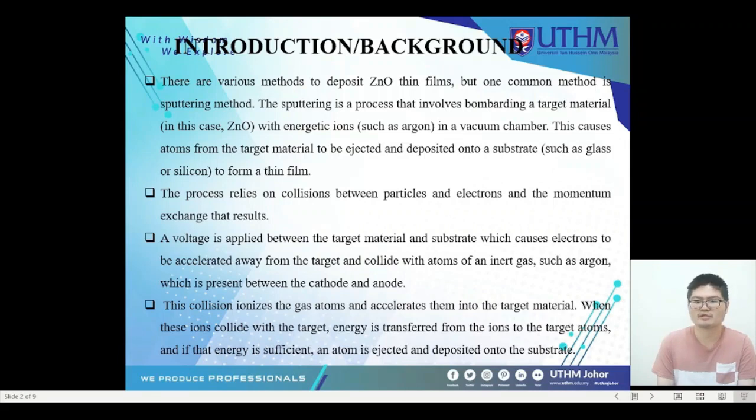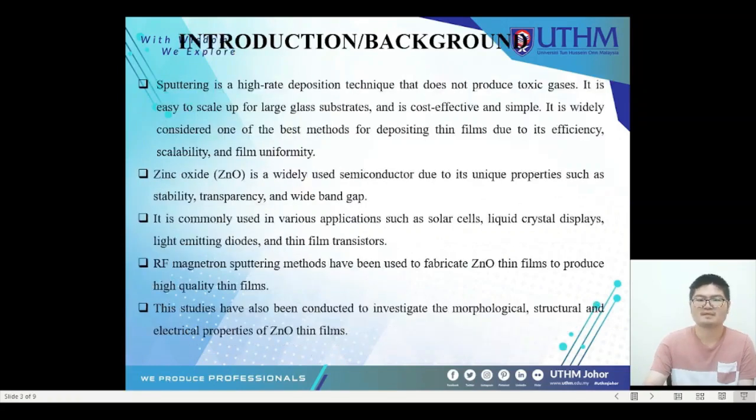The process relies on collisions between the particles and the electrons, and also the momentum exchange that results. Therefore, a voltage is applied between the target material and the substrate, which causes the electrons to be accelerated away from the target and collide with the atoms of an inert gas, such as argon, which is present between the cathode and anode. The collisions ionize the gas atoms and accelerate them into the target material. When these ions collide with the target, energy is transferred from the ion to the target atoms, and if the energy is sufficient, an atom is ejected and deposited onto the substrate.